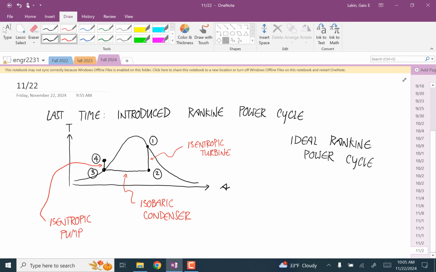And now the next from 4 to 1 happens in sort of 2 segments. Heat it up. First, you have to get it to the saturated liquid, and then you have to turn it into a saturated vapor. And this is the kind of the key step. It is isobaric.